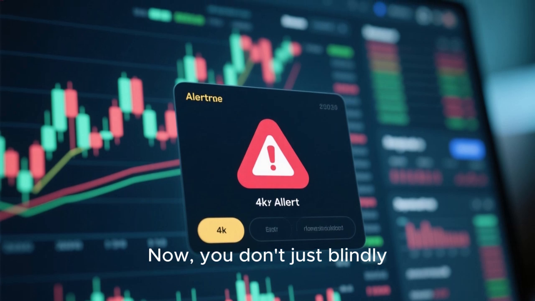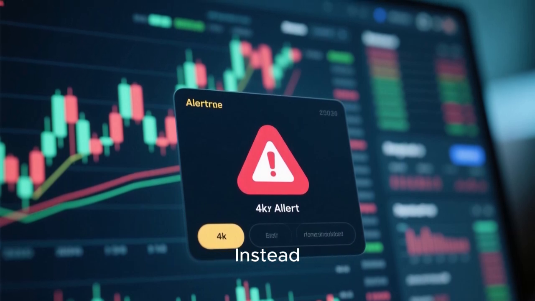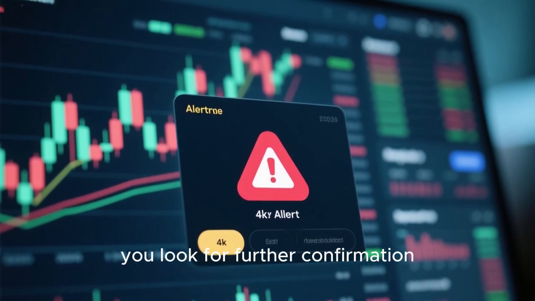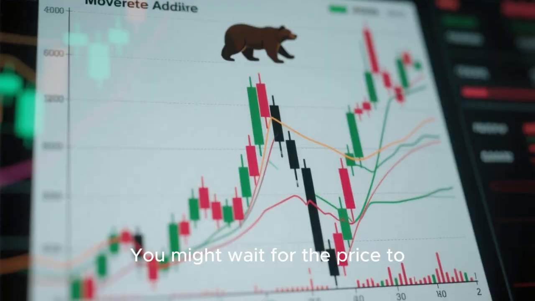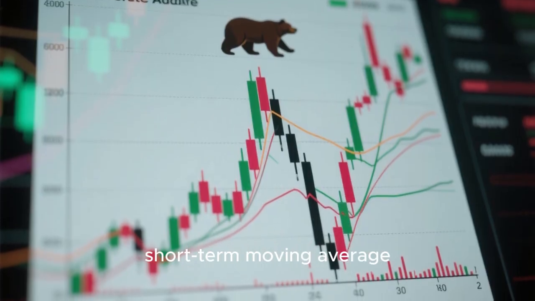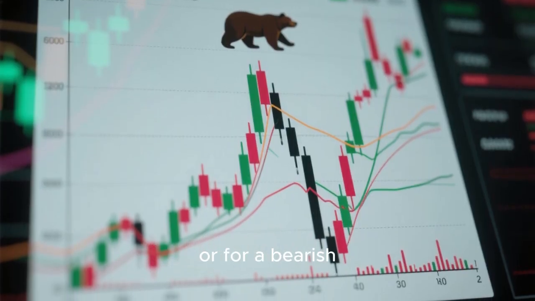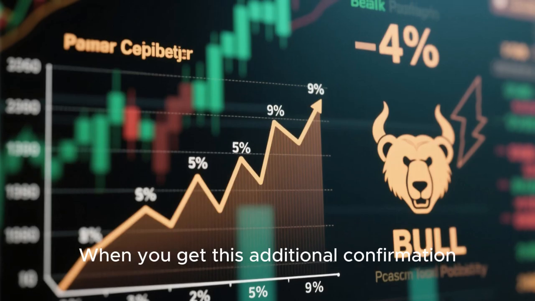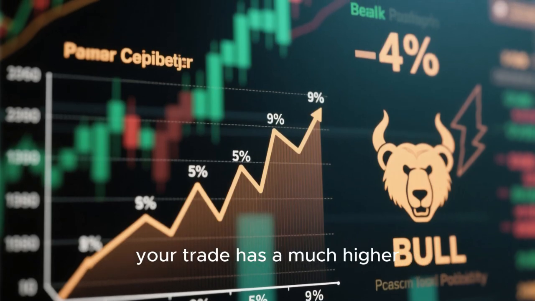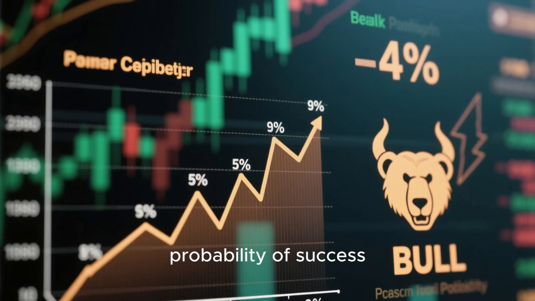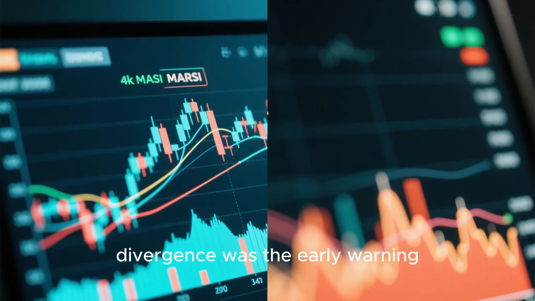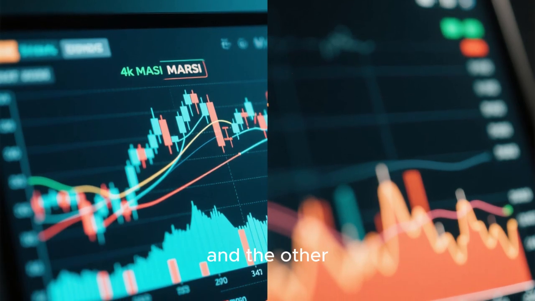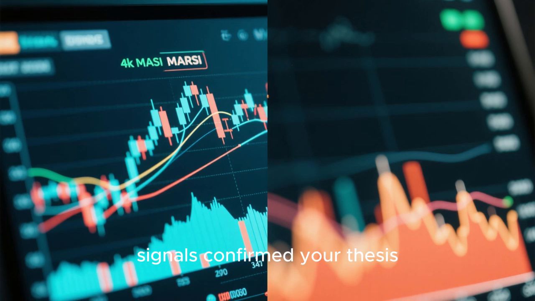Now, you don't just blindly short the stock. Instead, you look for further confirmation. You might wait for the price to break below a key short-term moving average, or for a bearish candlestick pattern like an evening star to form. When you get this additional confirmation, your trade has a much higher probability of success. The MARSI divergence was the early warning, and the other signals confirmed your thesis.